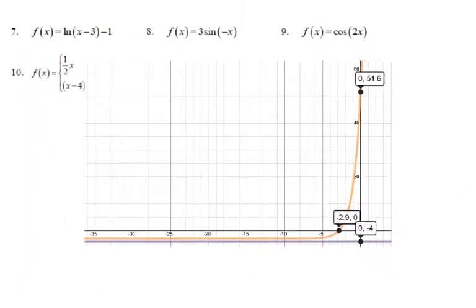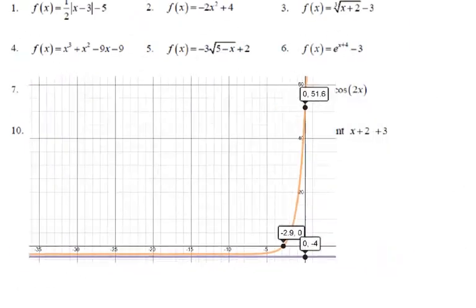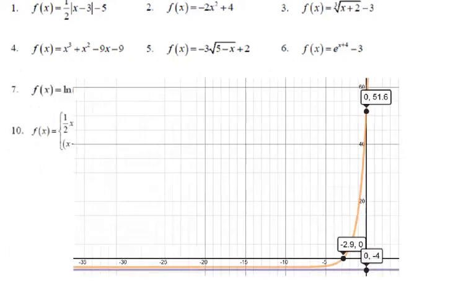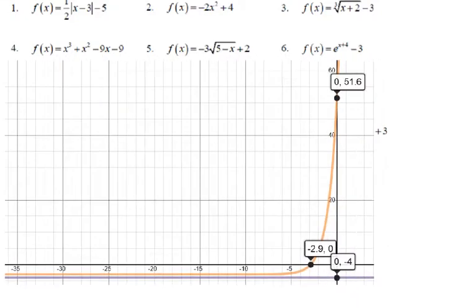By 7 and 8, I actually meant 6 and 7. So 6 is that e. Remember, e is like 2.7. So it's an exponential graph. And we shifted it to the left 4 and down 3. Actually that should be 0, negative 3, because at negative 3, this line isn't going to get below negative 3. That's kind of the barrier.